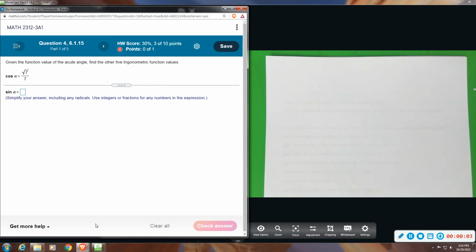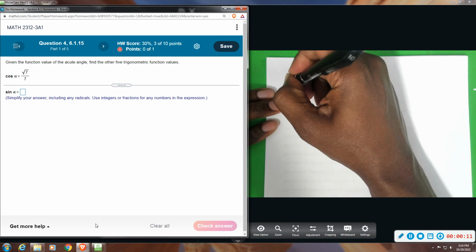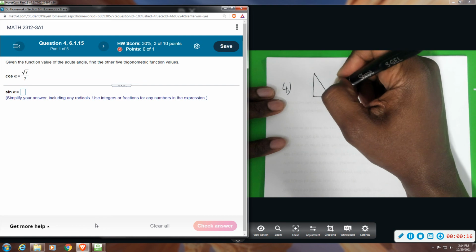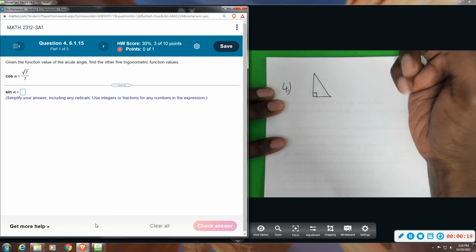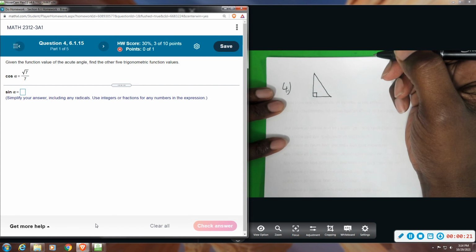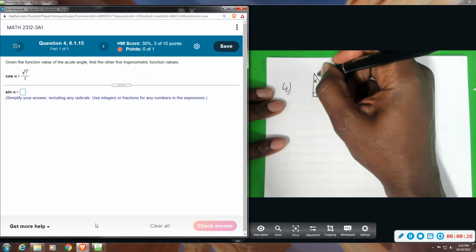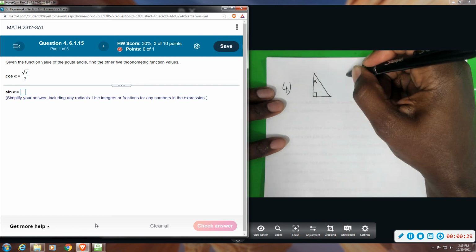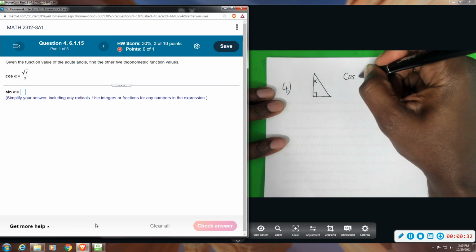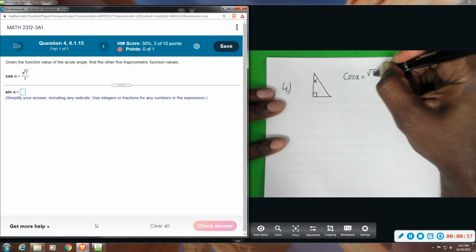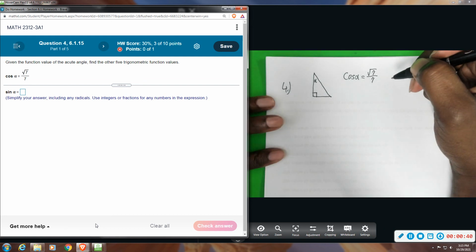Okay, number 4, we're given another angle and we want to find the remaining 5 trig functions. So I'm going to start out drawing the right triangle. I'm going to label one side alpha. I'll just put it at the top this time. And so cosine, what we're given, cosine alpha is equal to the square root of 7 over 7.